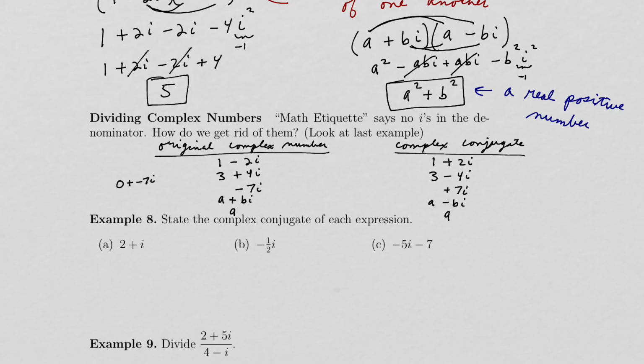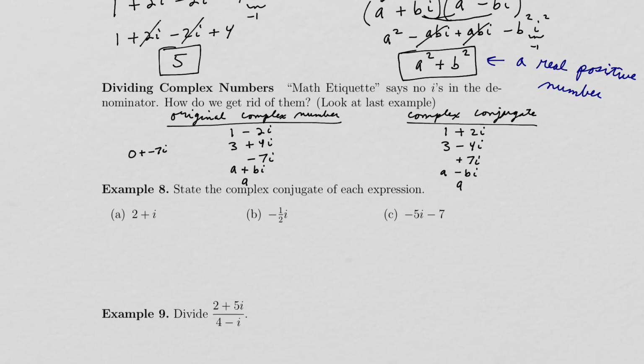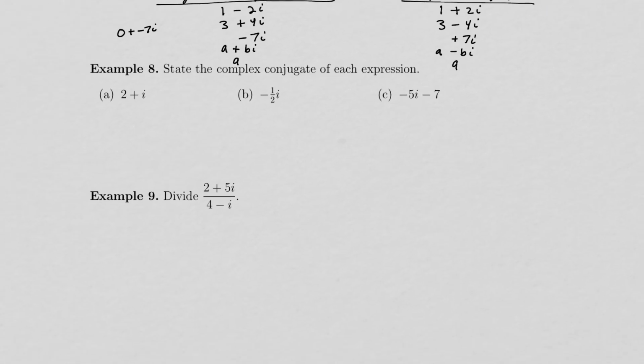Okay, so let's do a quick example with that then. If my original complex number is 2 plus i, what's the complex conjugate? Well, it'll be 2 minus i.